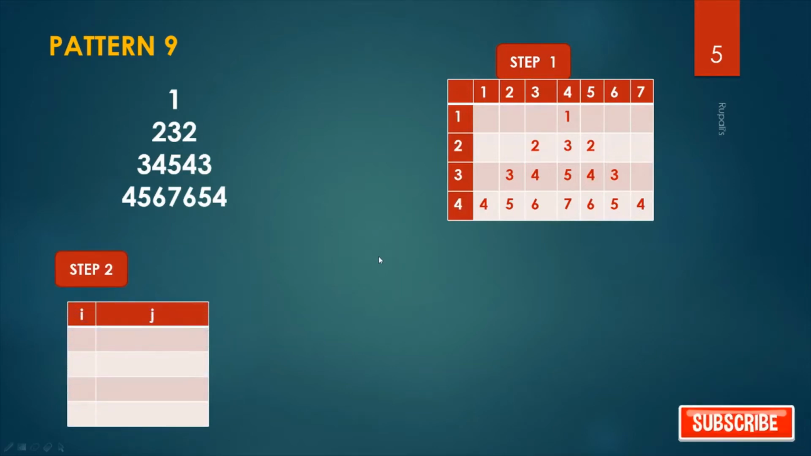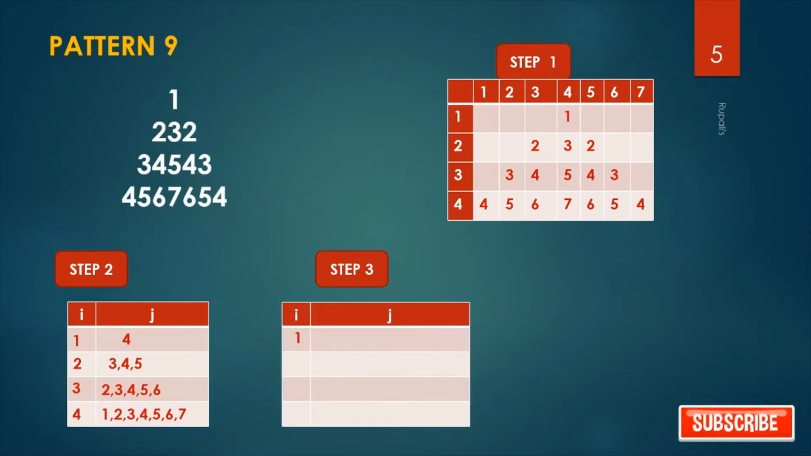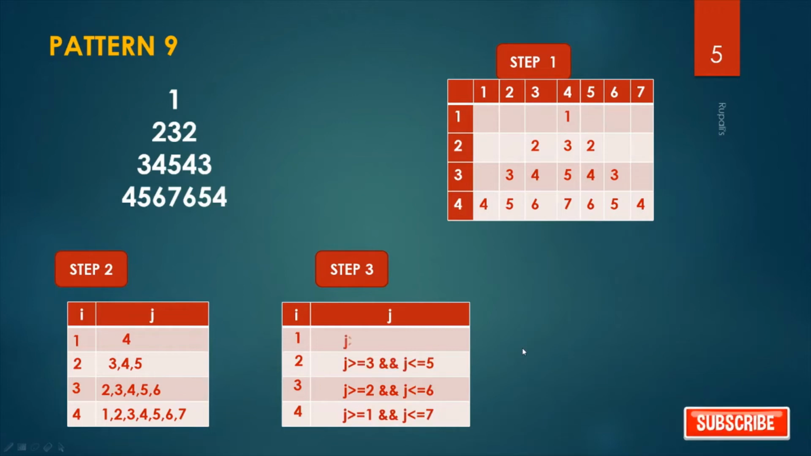Now step number 2, first write the row numbers and then where our numbers occur, write the column numbers. So it is 4, it is 3, 4, 5, it is 2, 3, 4, 5, 6 and it is 1 to 7. Now step 3, same, first write the row numbers and then what is the condition for j? For 3 it is 2 to 6 and for 2 it is 3 to 5. So we can write in the same way that j greater than or equal to 2 and j less than or equal to 6. So we can write the remaining rows.